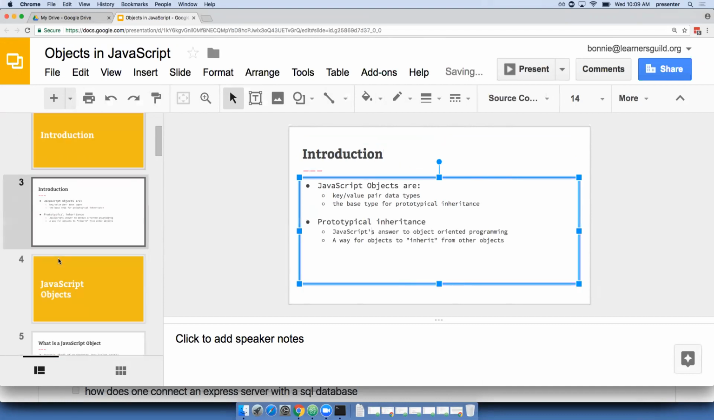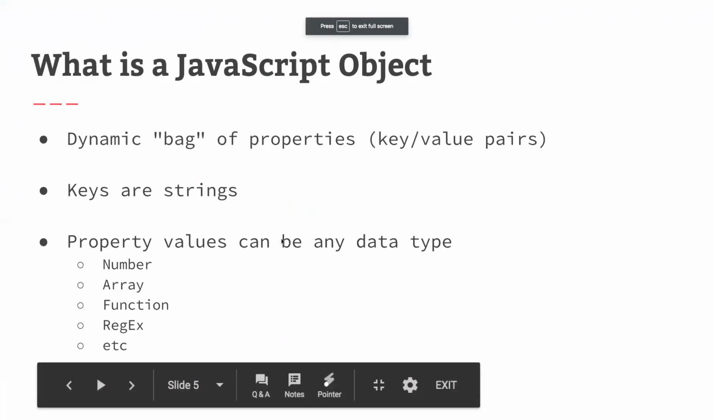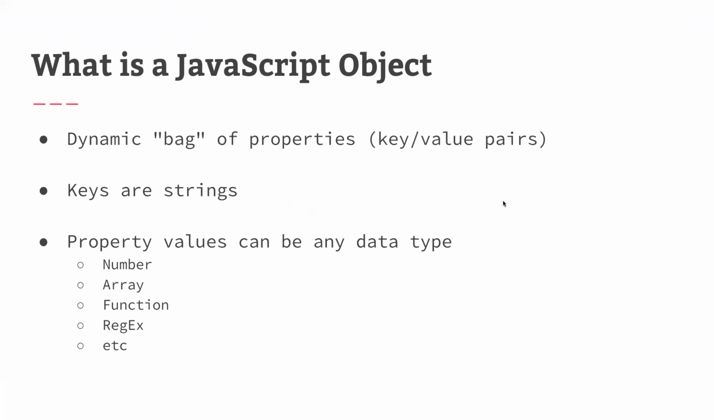All right, so let's talk a little bit more about JavaScript objects. They're described on the MDN site as a dynamic bag of properties. And sometimes we use bag if we mean that it's not ordered, right? So you think of an array as something that's ordered, but objects, there's no inherent order to the properties. You just take a key value pair and you throw it in the bag.